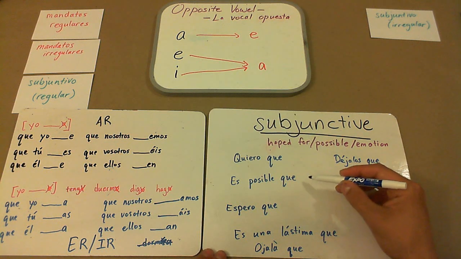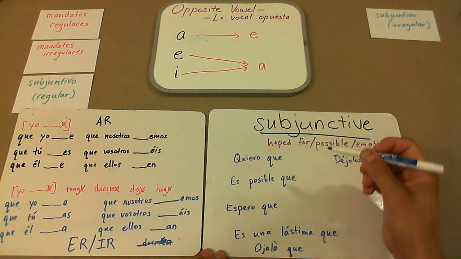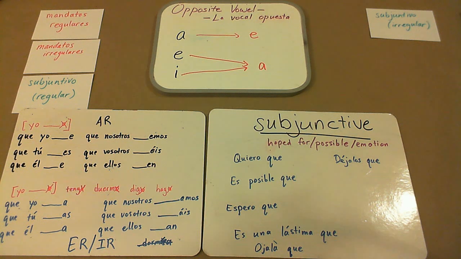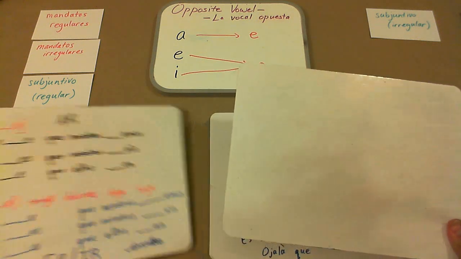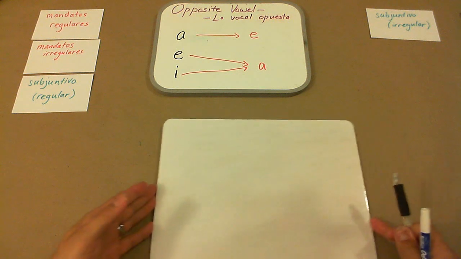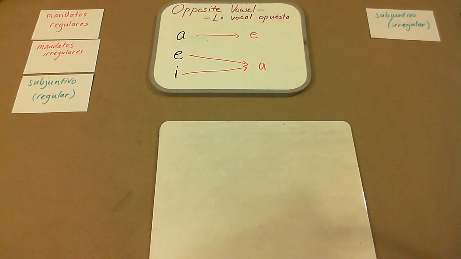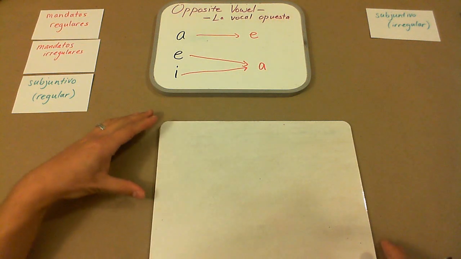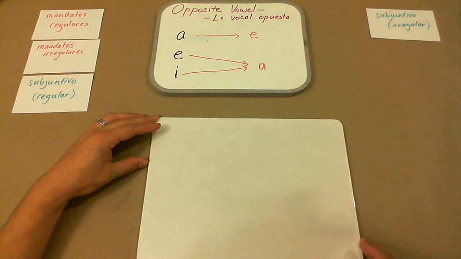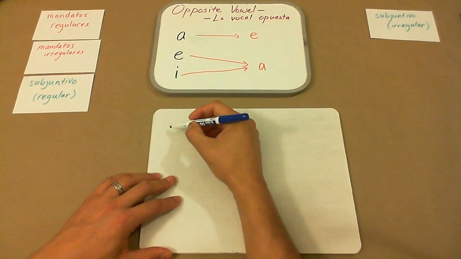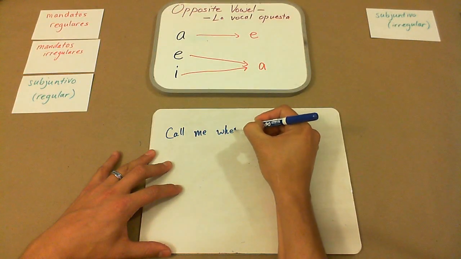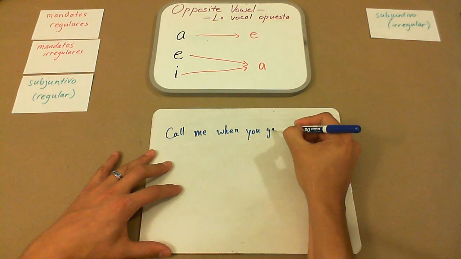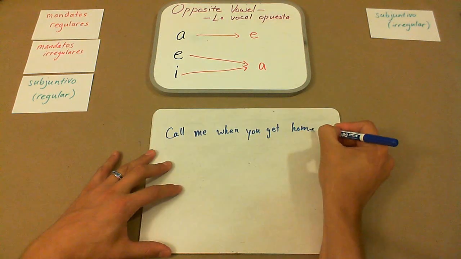One more little thing, cool thing about this possibility. Maybe we should make a new little chart. Yeah, let's do this. So for possibility, this is for me one of the most different things between English and Spanish. Think about this expression. In English, we say call me when you get home.